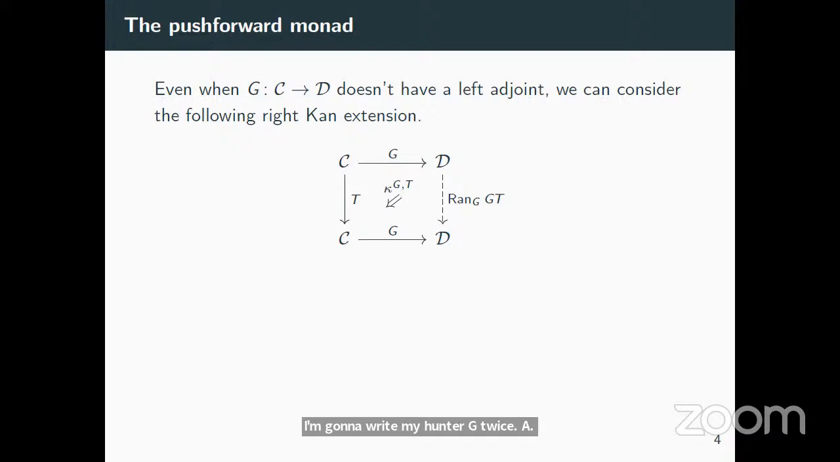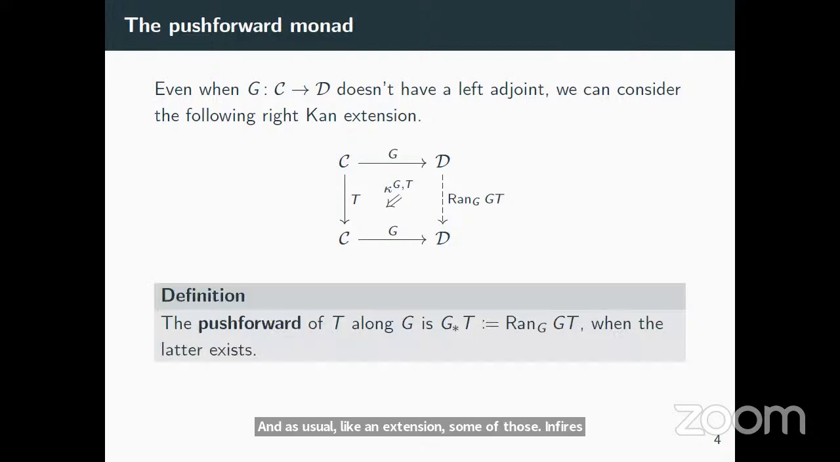Okay, so I can try to extend this bottom composite along G above. And if that exists, it's going to give me a functor here, this right Kan extension. And as usual, right Kan extensions come with a comparison natural transformation in there. Now I claim that whenever this exists, it's going to have a monad structure, and it's what's going to be called the push forward. And I'm going to use this notation of G sub star T for this push forward.